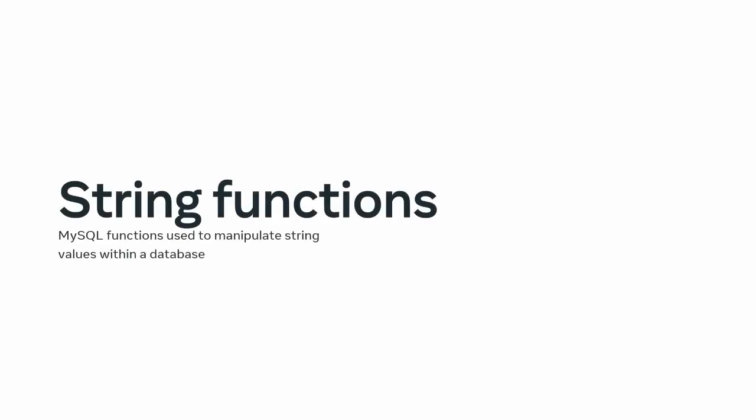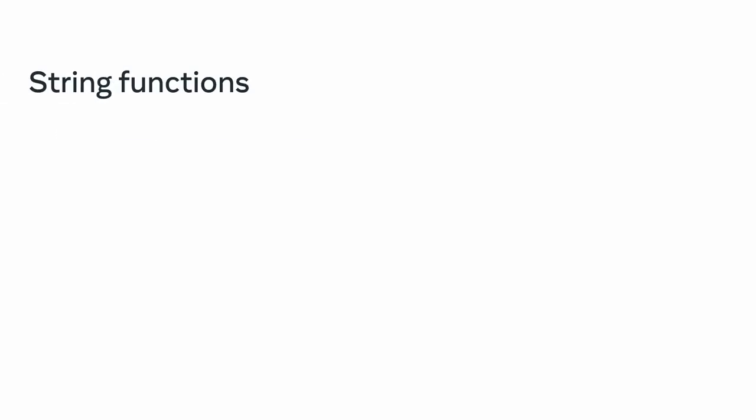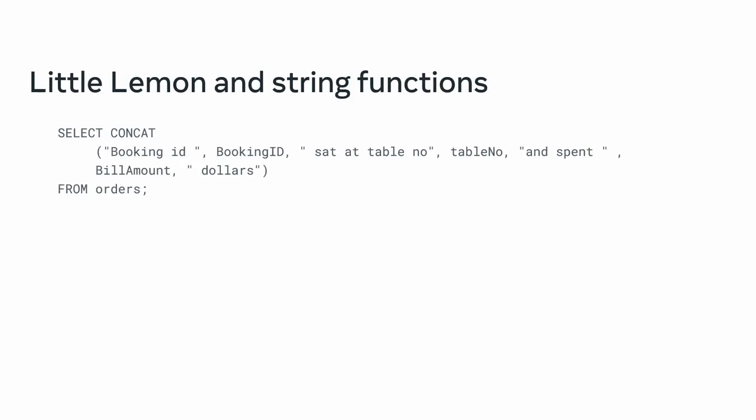Let's begin with string functions. These functions are used to manipulate string values, like adding strings together or extracting a segment of a string. An example of a string function is concat. Concat combines data from two separate tables into one string. Little Lemon can use a concat string query function on their database records to extract information on each customer, like how much money they spent.